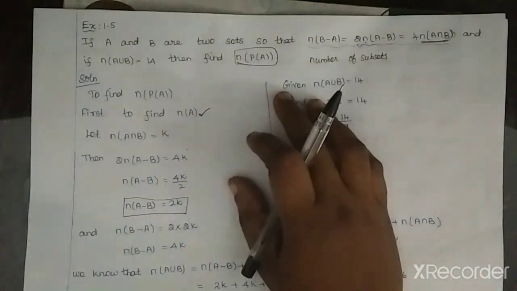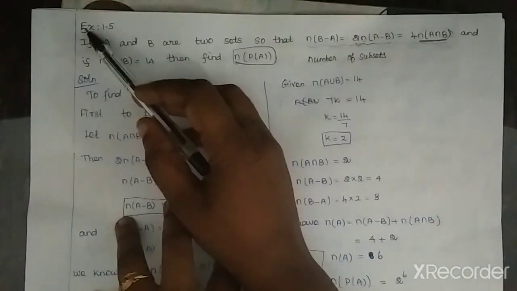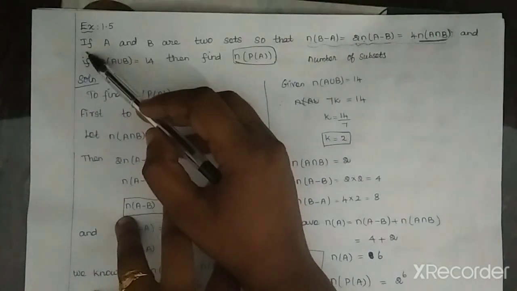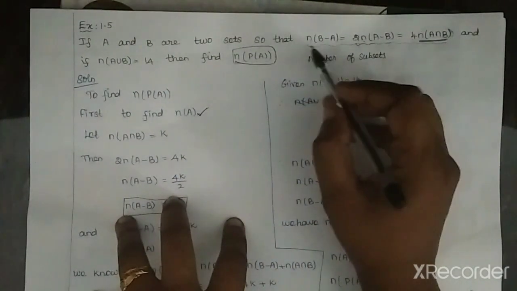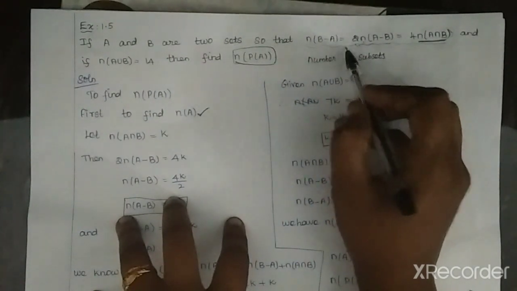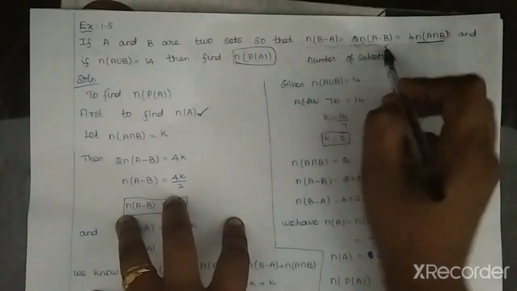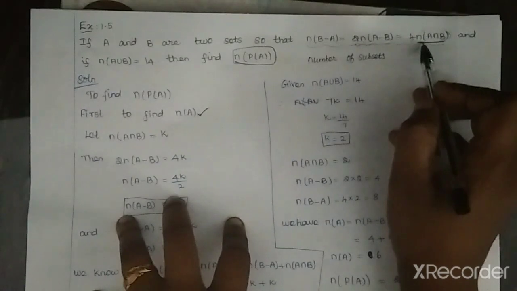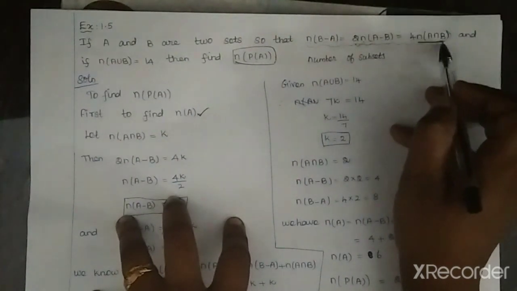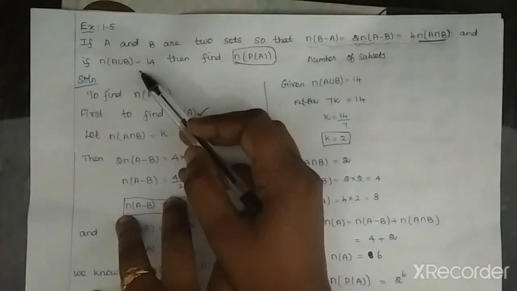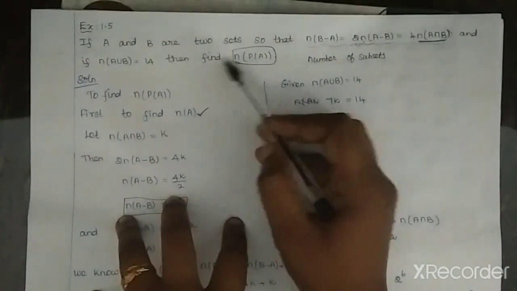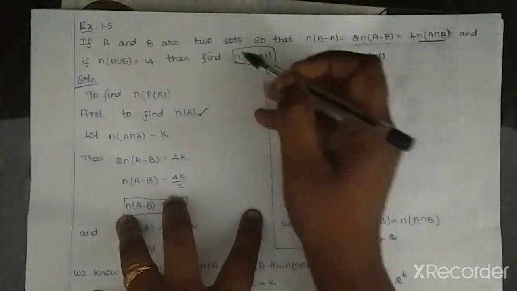Okay, now we see the next example. Example 1.5. If A and B are two sets, so that n of B minus A equal to 2n of A minus B equal to 4n of A intersection B, and if n of A union B equal to 14, then find n of P of A.